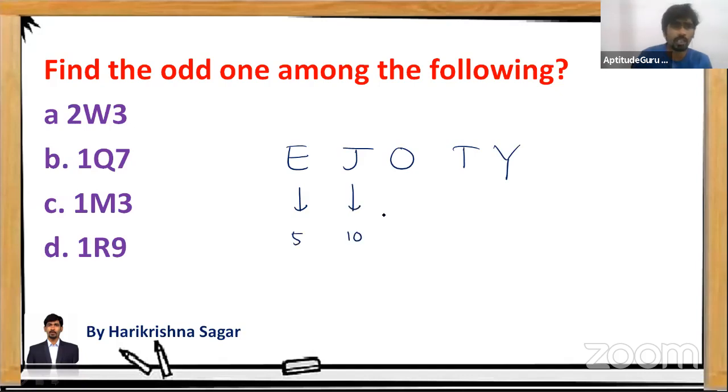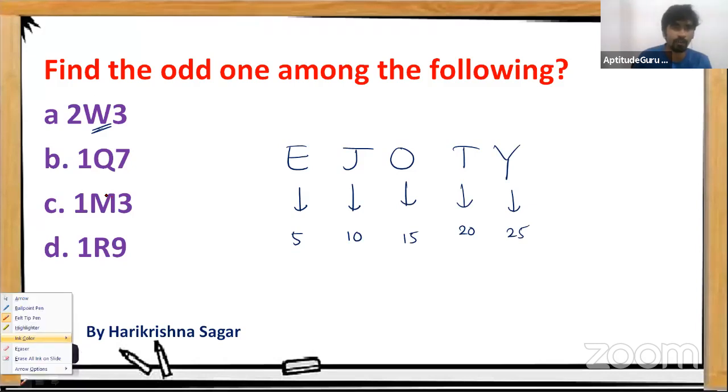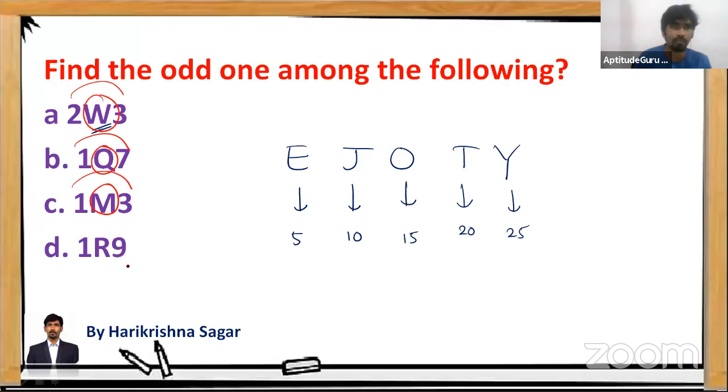Let's look at what is the position of W. W is going to be 23rd alphabet. We can take like this. What is Q? 17th alphabet. M is 13th alphabet. R is 18th alphabet. They've given it as 19. Odd man out is going to be option D. Look at the next one.